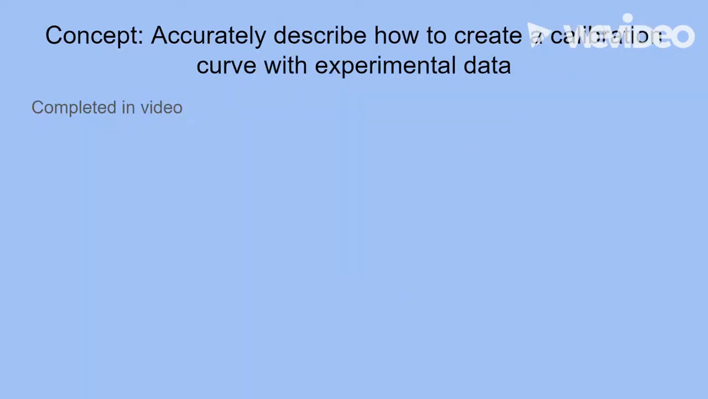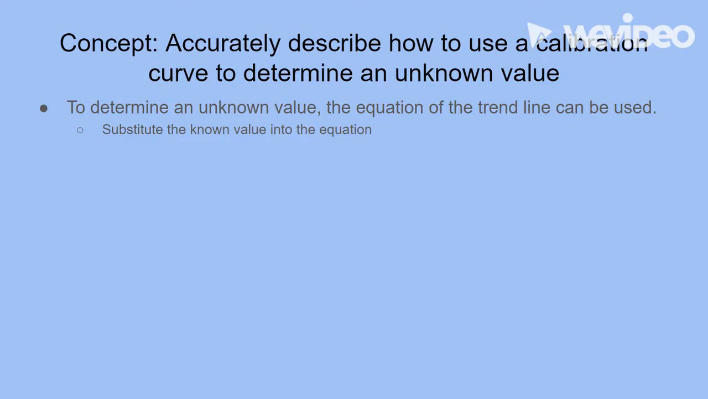The fourth concept is accurately describe how to create a calibration curve with experimental data. I will complete this concept when I complete the calibration curve at the end of this video. The fifth concept is accurately describe how to use a calibration curve to determine an unknown value. In order to determine an unknown value, the equation of the trend line on the calibration curve can be used. To do so, we must substitute a known value into the equation. In turn, we will be able to find an unknown value. I will demonstrate this when I complete my calibration curve.